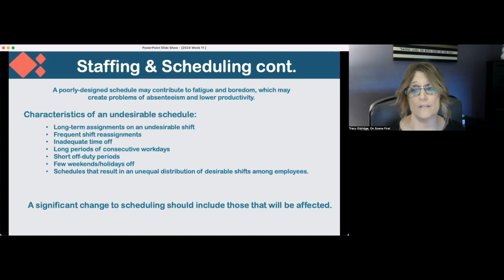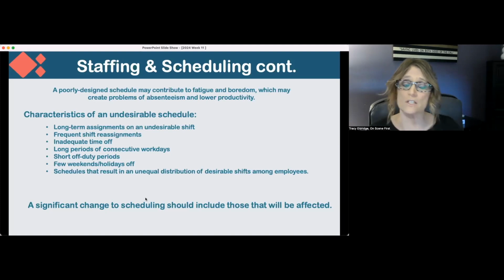Long periods of consecutive work days. I can't begin to tell you how many times I see people posting on social media that they're on day 14 of 18, etc. And that's just way too much. Short off-duty periods, very few weekends and holidays off, schedules that result in unequal distribution of desirable shifts among employees, and working away from family on important days, etc.